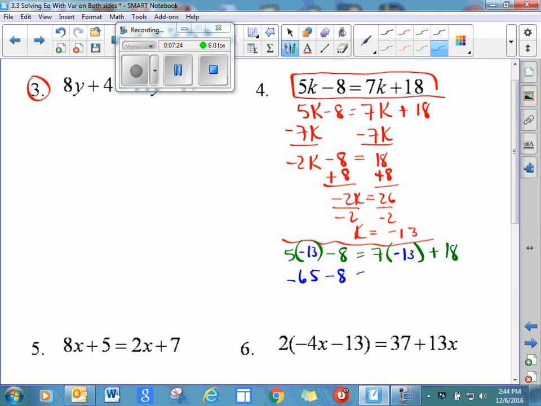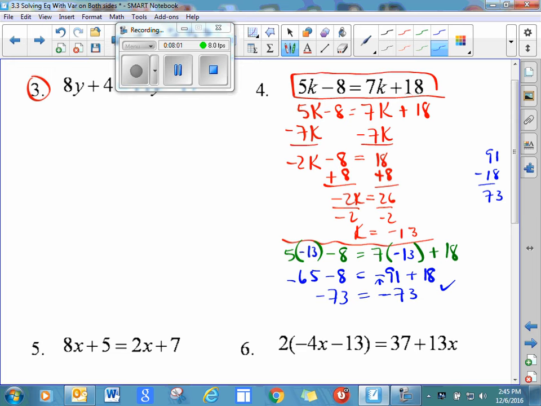So I'm going to go ahead and clean up this side. Minus 65 minus 8 is minus 73. On this side, 7 times 13 is 91. And if you need scratch paper, just go off and do it over here on the side of the paper. You don't have to do this in your head. Minus 91 plus 18, and 91 minus 18 is 73. And again, it's negative because that 91 is a bigger negative. So, good to go. I like it.